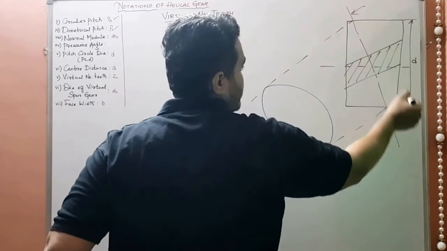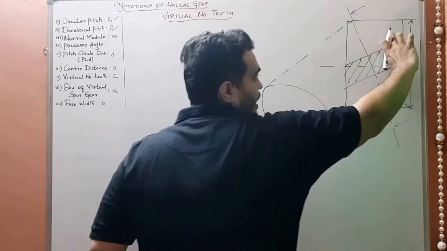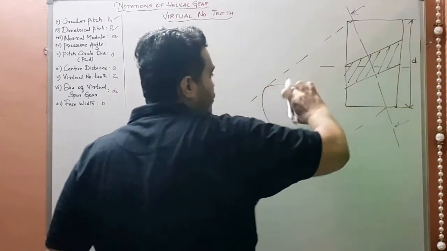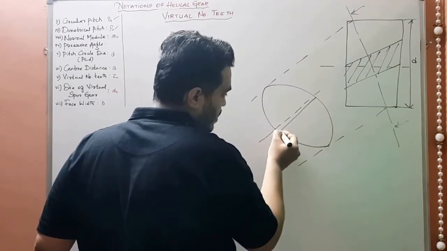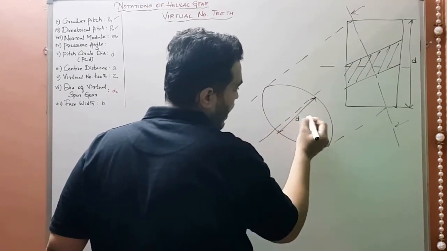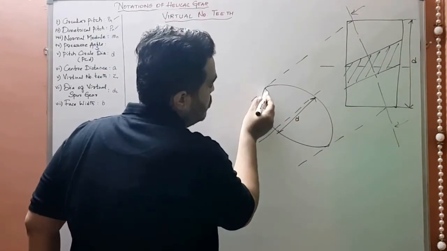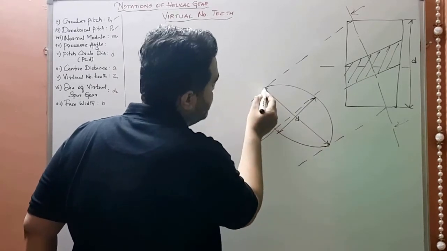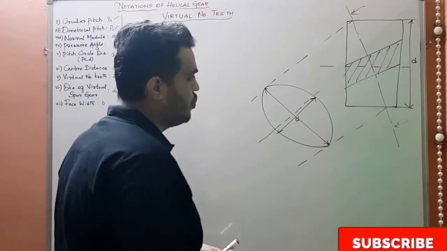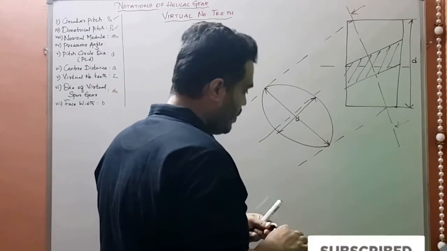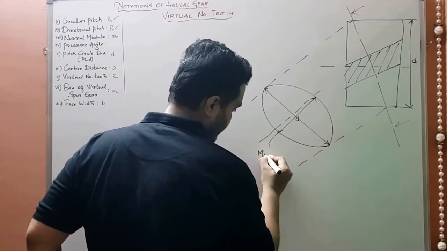So once you get an elliptical shape, whatever the diameter of the helical gear is will be the same, so this is the minor axis, right? This will be as it is D. Only thing is you will get the major axis. So you need to find out this major axis. To find this out, just observe here. This is the minor axis.